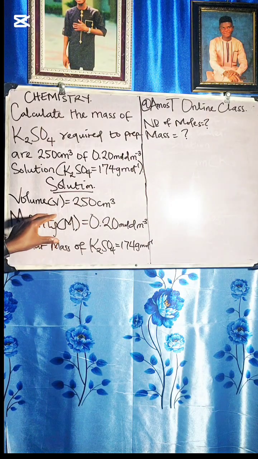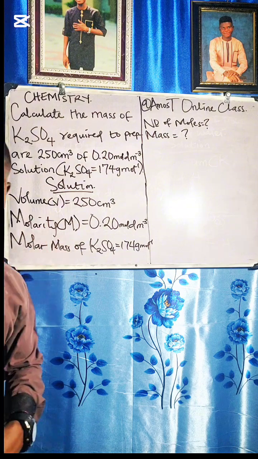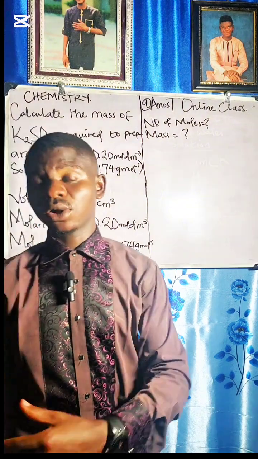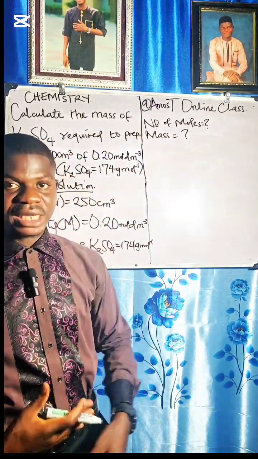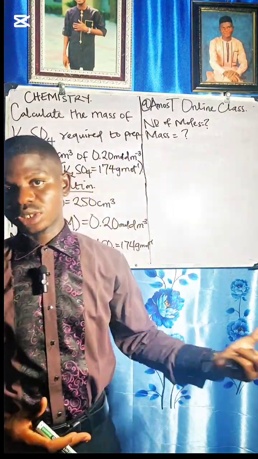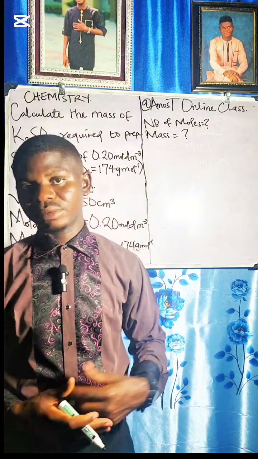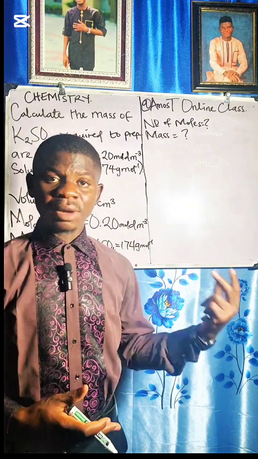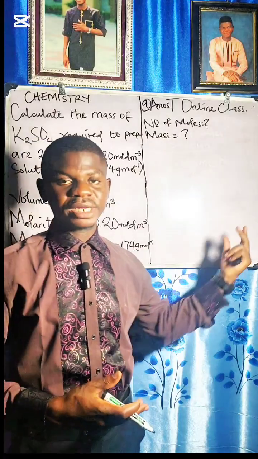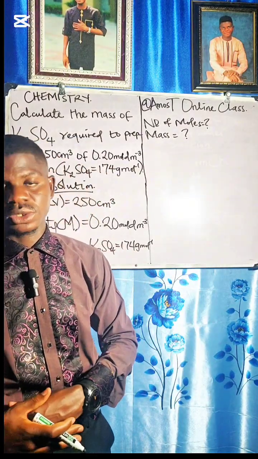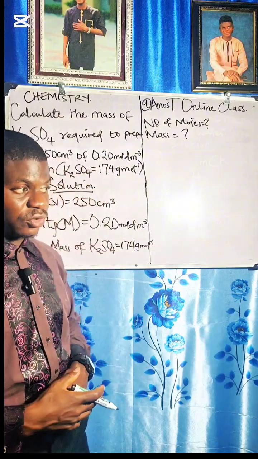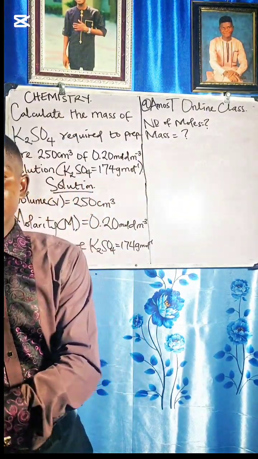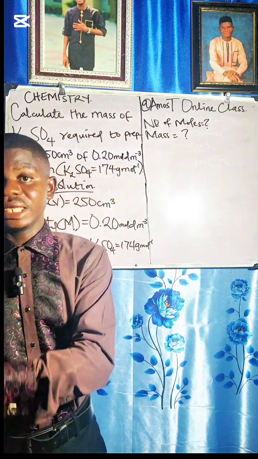We are going to use the molarity formula, or molar concentration formula, which is used in calculating the molar concentration of a solution. From there we can find the number of moles, and then subsequently calculate the mass of potassium sulfate. Molar concentration, also called molarity, is given by the number of moles divided by the volume. The volume is either in liters or cubic dm.